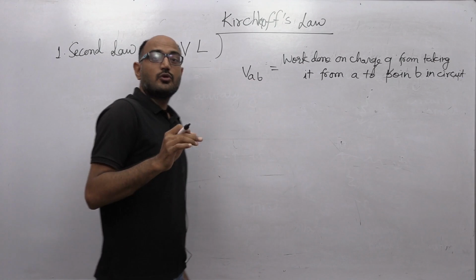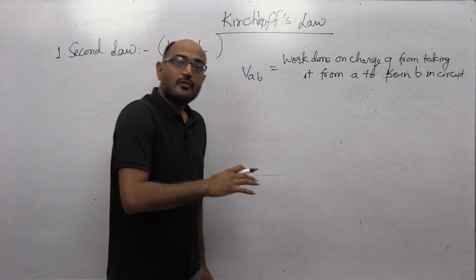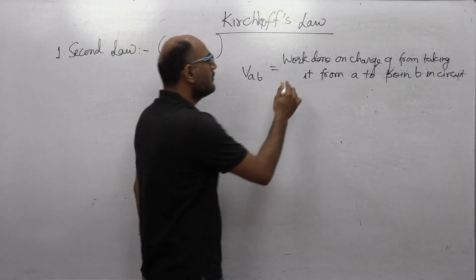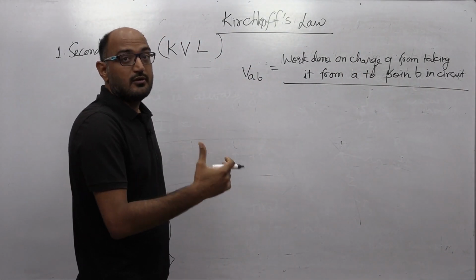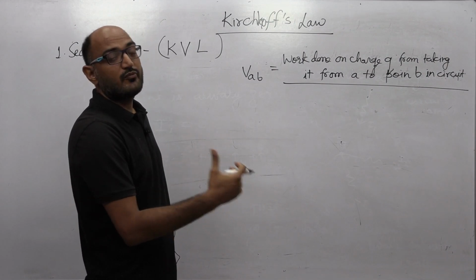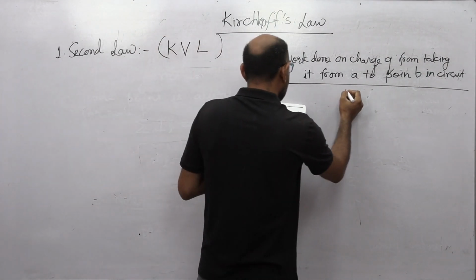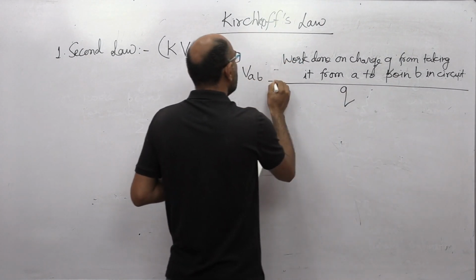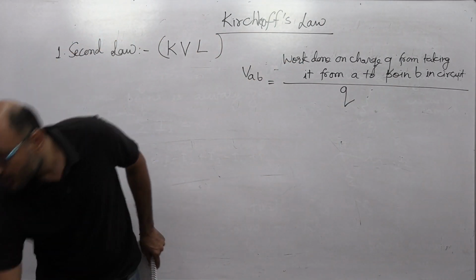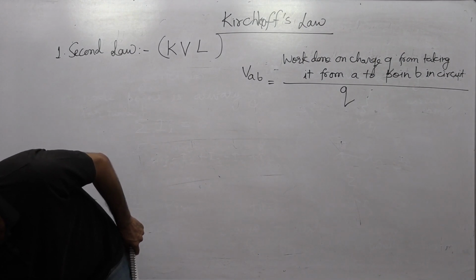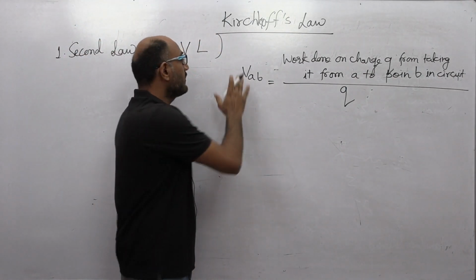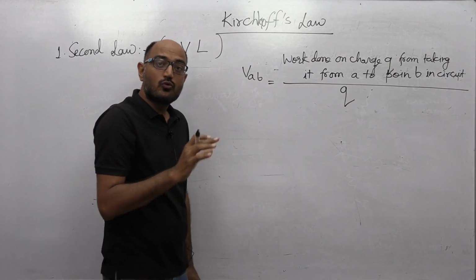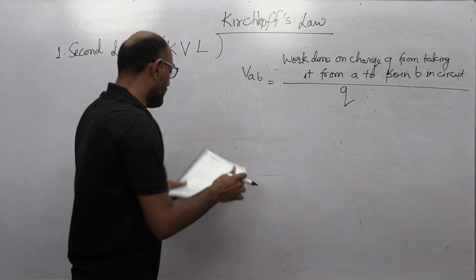A charge Q, moving from one point A to another point B, how much work is needed to move this charge from one point to another point in the circuit, divided by the value of this charge. So this is the potential difference between the two different points, A point and B point.